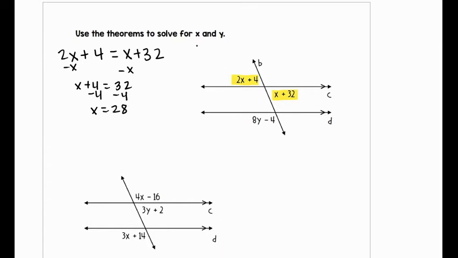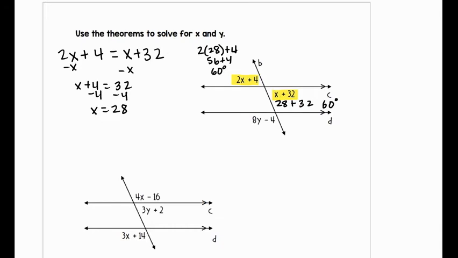We're going to use this to evaluate each of these angles. And I'm going to say 2 times 28 plus 4 gets me 56 plus 4, which is 60 degrees. So right away, that means this should equal 60 degrees. We're going to double check by evaluating for when x is 28. And we see that, yes, this is 60 degrees. So now I know that these are 60-degree angles because they were vertical.